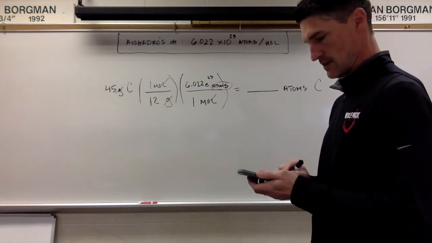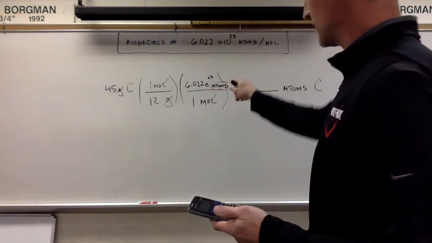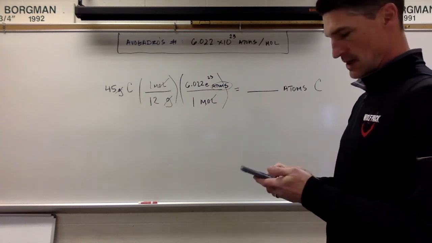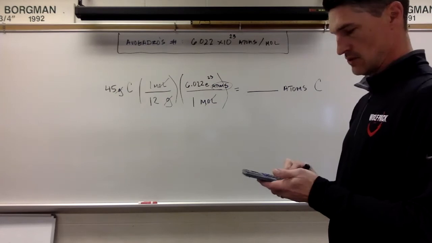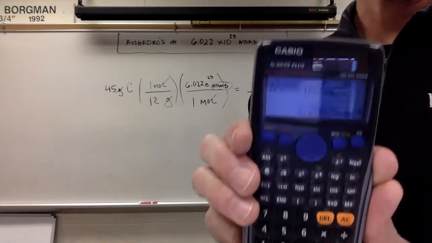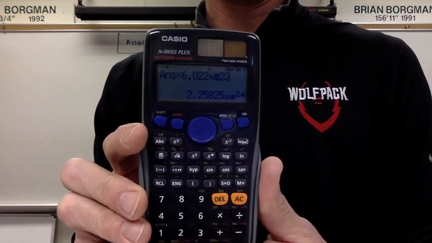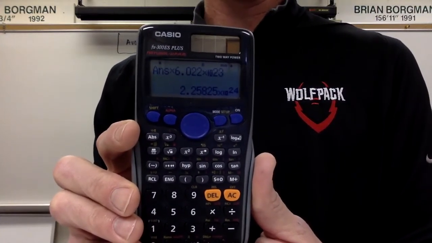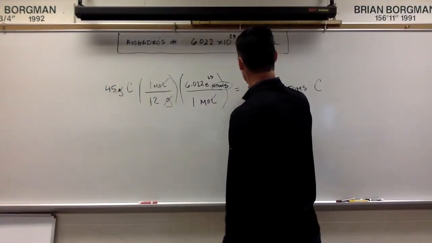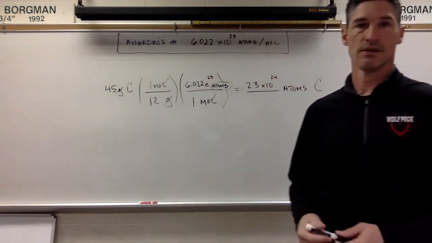45 divided by 12. Okay, so you get like 3.75, right? Now I want to take that answer and I want to just multiply it by Avogadro's number. So that answer times 6.022 times 10 to the 23rd, right? So I just took the answer from before, multiplied by Avogadro's number, and you can see I have 2.25825 times 10 to the 24th. So we're just going to call that, let's just say 2.3 times 10 to the 24th atoms of carbon.